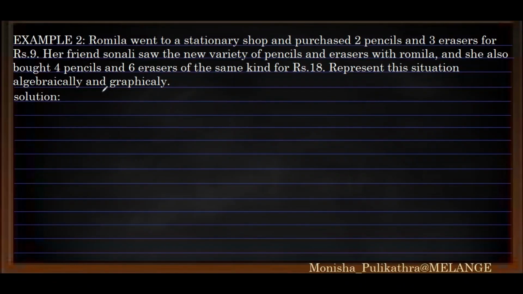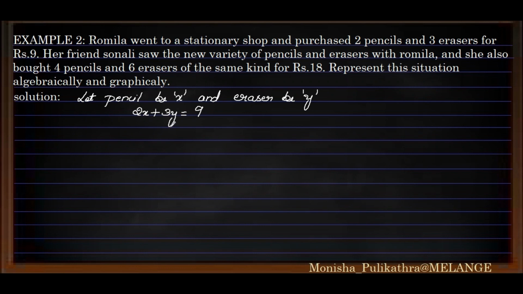Moving to the second example problem. Romila went to a stationery shop and purchased 2 pencils and 3 erasers. First, we have to take some variables for this. Let pencil be x and eraser be y. If we take variables like this, it will be easy for us to solve the equations. Romila purchased 2 pencils, so 2 into x, since pencil is taken as x. So 2x plus 3y for a total of rupees 9.